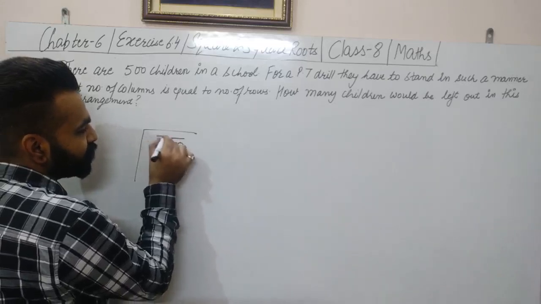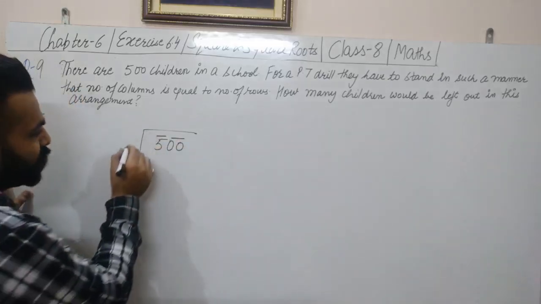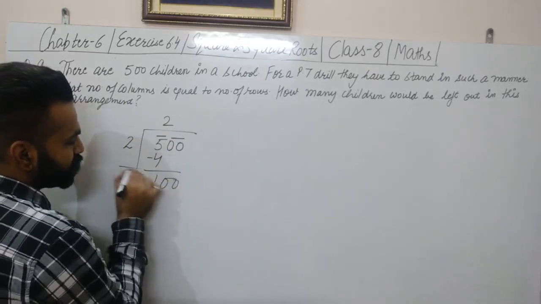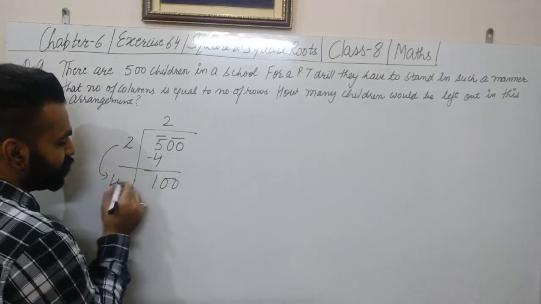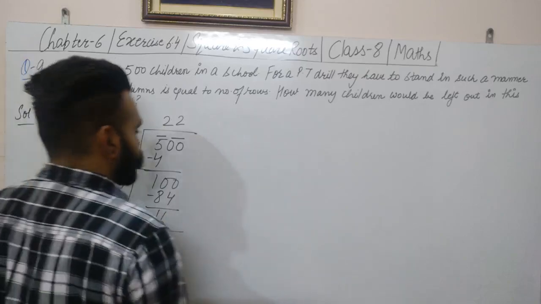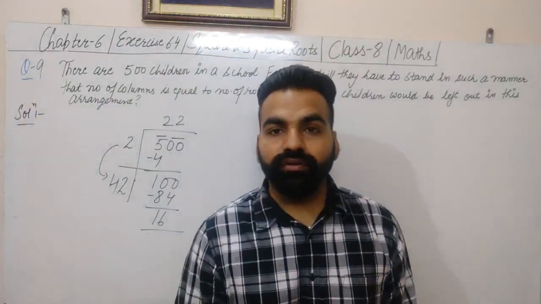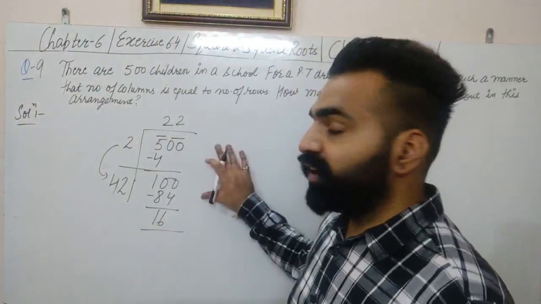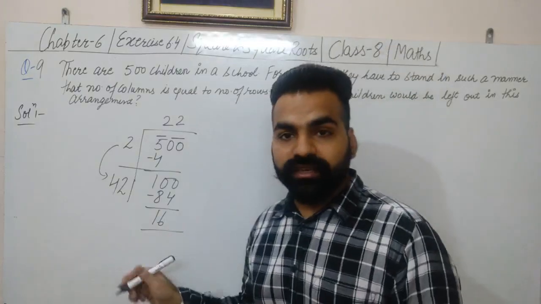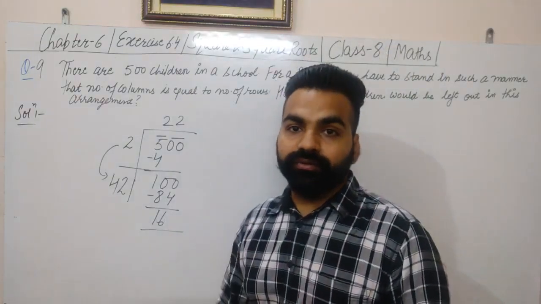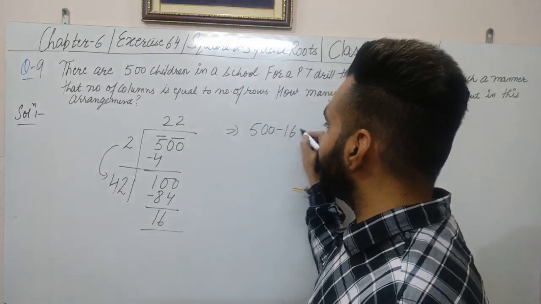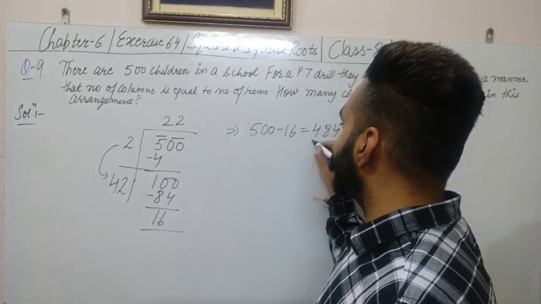So first bar will be on 0, 0 and second bar will be on 5. So we can take 2 here, 4, 100. So we will take double the divisor. So 42 into 2 is 84 and the remainder is 16. Since the remainder is 16, we can't do further division. So now we have to find the number which must be subtracted. So what was the procedure? We subtract the remainder from the given number. So if we subtract 16 from 500, then the new number is equal to 484.